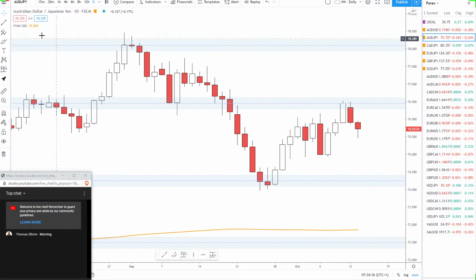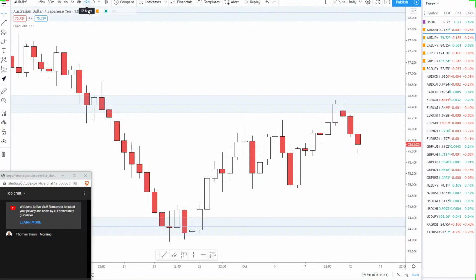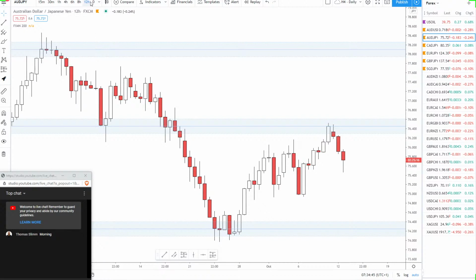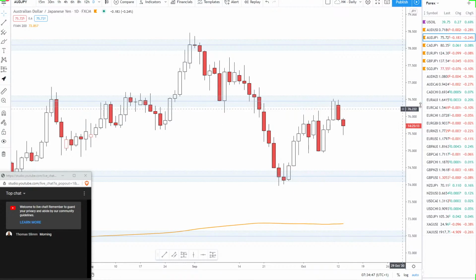AUD JPY. This one's already turned around yesterday, but you could have entered on the 12-hour, but I just didn't really see a valid setup here. I didn't really want to enter on the 12-hour, so this one's off my list.